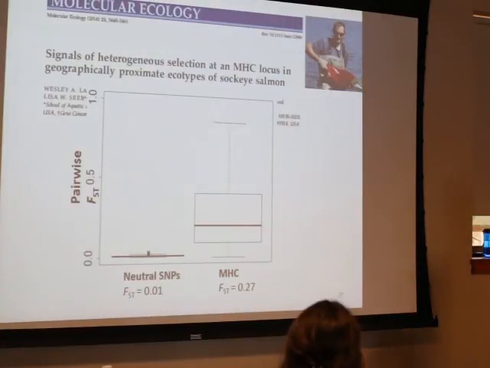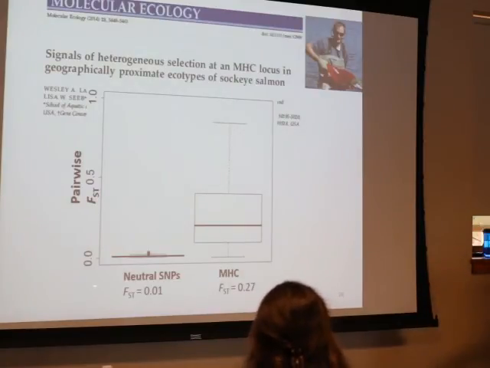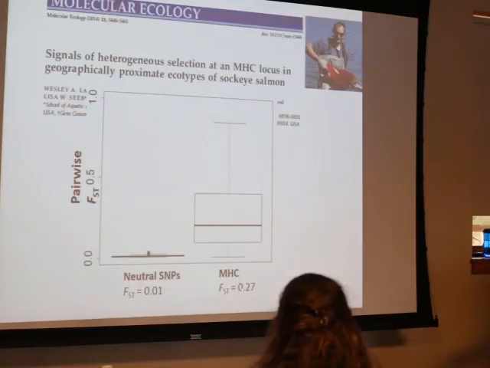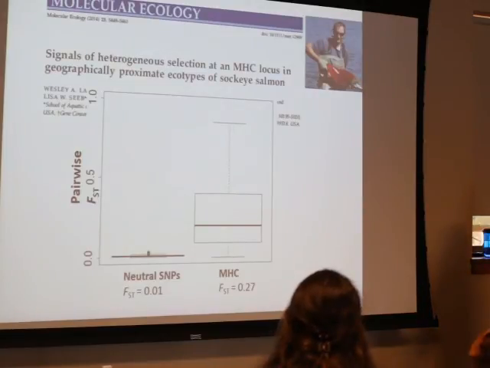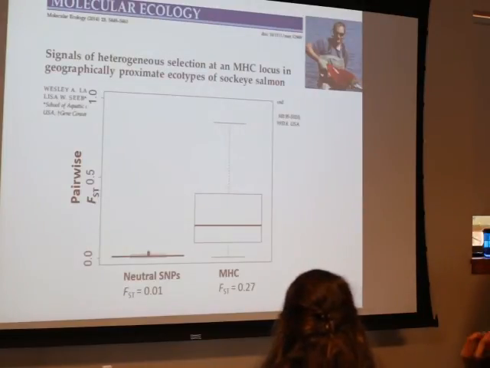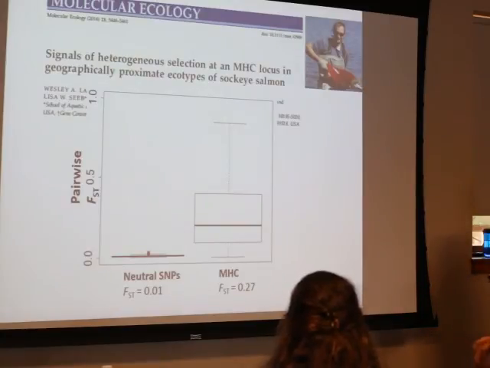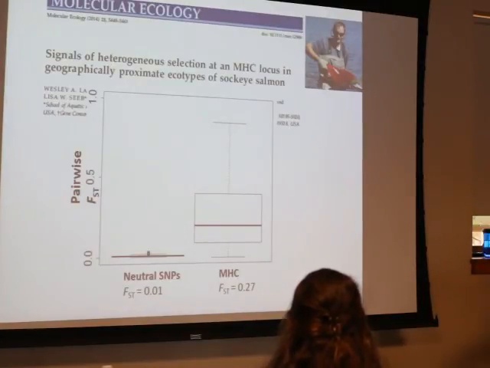But this is really the take home on the MHC. If you look at the neutral SNPs and FST, 0.01, MHC 0.27. So that's the candidate approach. And one of the nice things about this system, which I'm going to talk about, is neutral divergence is so low. Right here, the neutral SNPs is very low. So that when we do see these potentially selected markers, we have enough power to detect them.